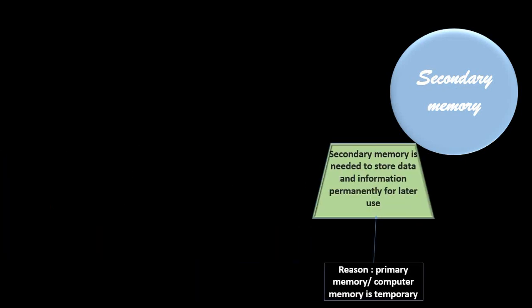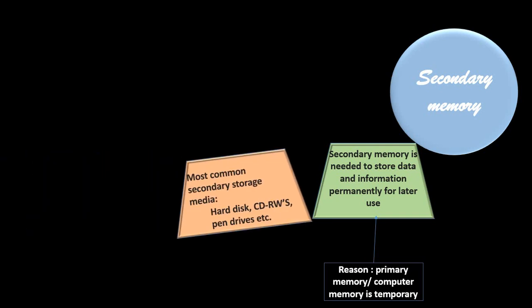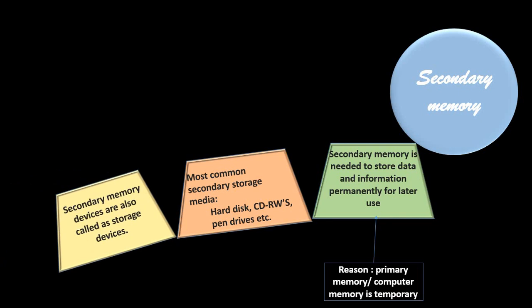Let us go ahead with the secondary memory. We know that primary memory is temporary or volatile memory. Hence, we require the secondary memory to store data and information permanently for later use. We can make use of storage devices like hard disks, CDs, pen drives and so on as secondary memory. Hence, the secondary memory devices are also called storage devices.